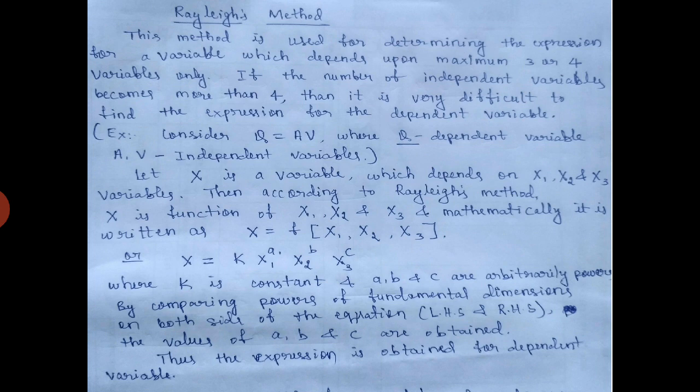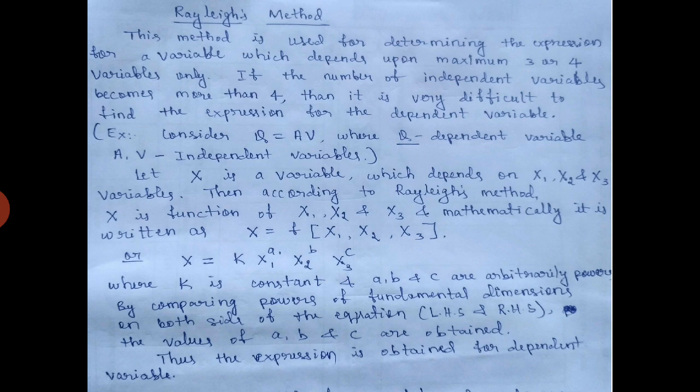One application is to check the correctness of the equation. Whether the equation is correct or not, we can get it from Buckingham's pi theorem. That is nothing but homogeneity. If you check for homogeneity, we will come to know whether the equation is correct or not. Another one: if you know the variables in the problem, then we can get the relation among the variables, or we can get the expression for the variables.